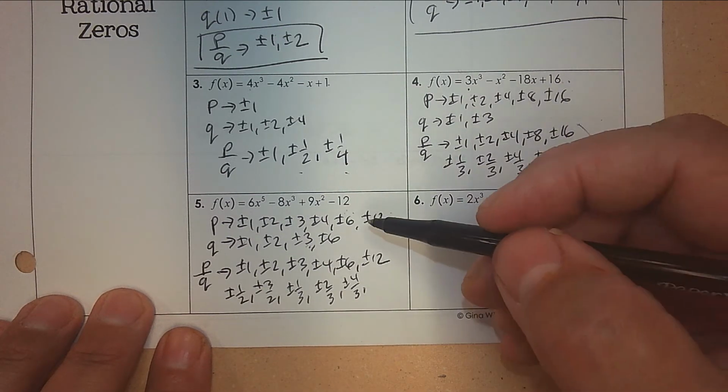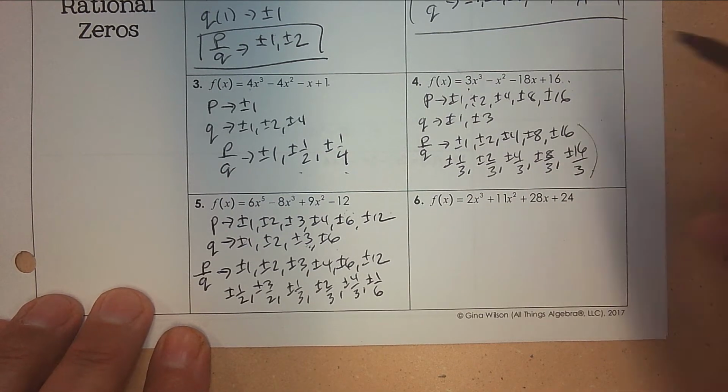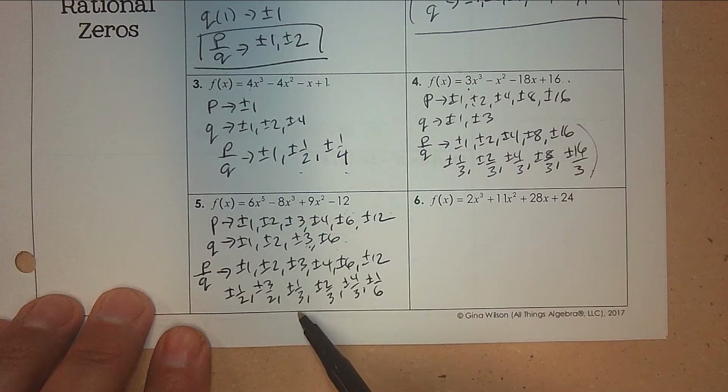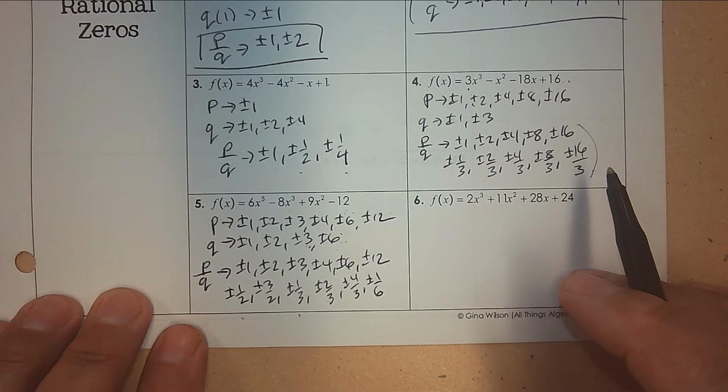Last one, I use 6 as a denominator. So 1 over 6, 2 over 6 is a third, 3 over 6 is a half, 4 over 6 is 2/3, and then 6 over 6 and 12 over 6. So the list is now complete.